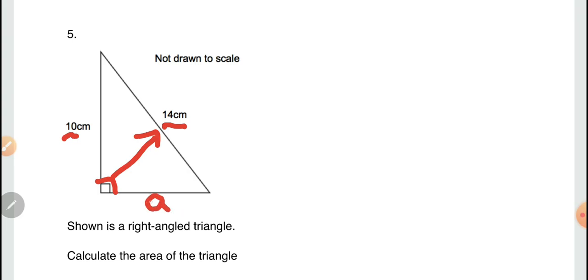So usually I call the two shorter sides A or B, it doesn't matter. And the longer side, I normally call it C. So as usual, we're going to square all the different sides. I've got 14 here, so I'll square the longest one first, so that's 14 squared. Then I've got 10 squared, and then I've got my missing side, which I'm going to call A squared.